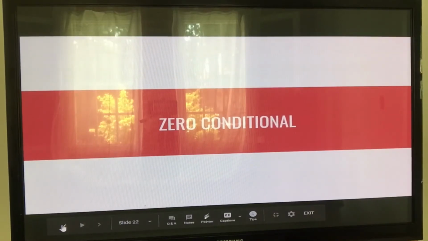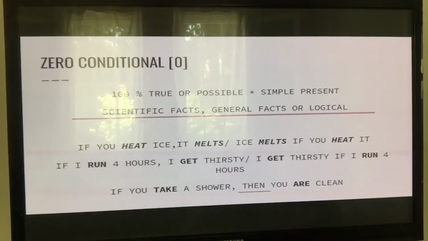Okay then, so the next topic is going to be zero conditional. So what is a zero conditional? When do we use it? And what is its function?